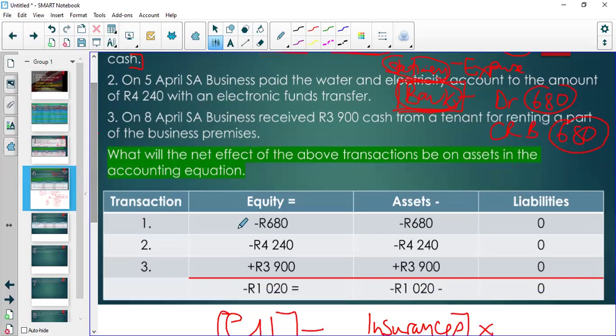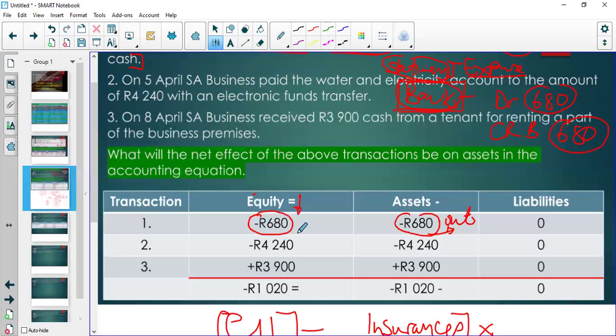The effect of this on the basic accounting equation is that our assets have decreased because the money went out. And we have more expenses now because we bought more stationery. As a result of our expenses increasing, this will reduce our profit, so our equity is also going to decrease.